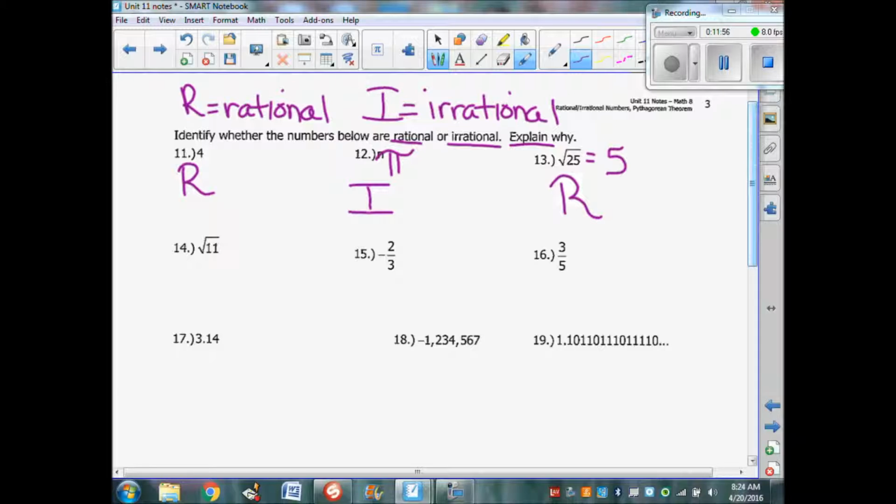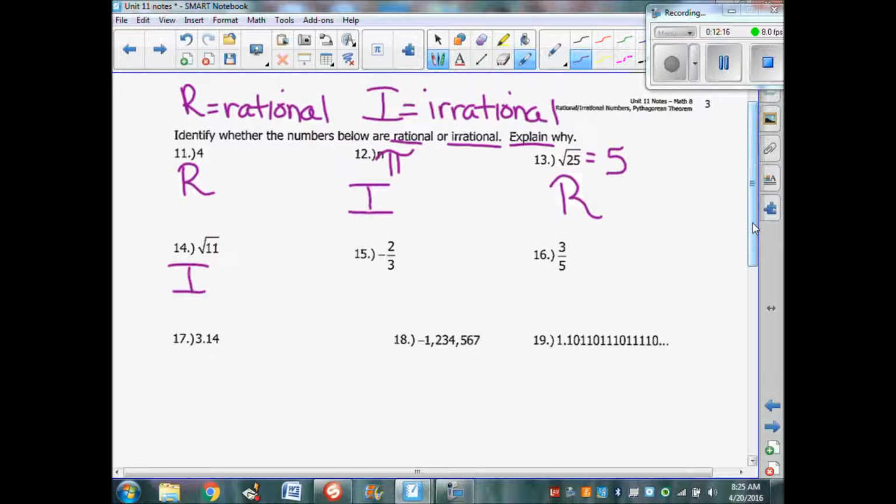14. Rational. Square root of 11. Irrational. Why is it irrational? Because it can keep going. It can keep on going. Type in square root of 11 in your calculator. I got 3.3. No pattern. Keeps on going.